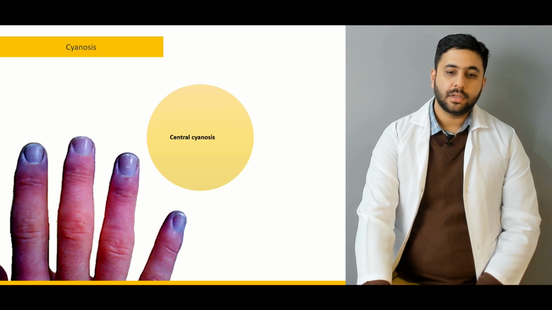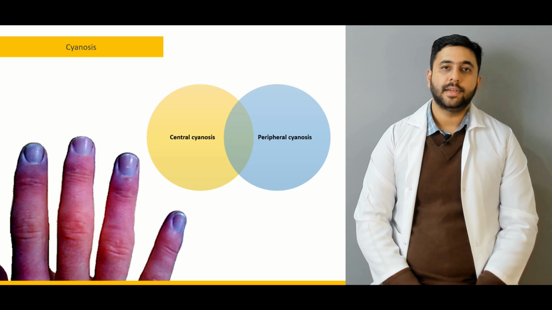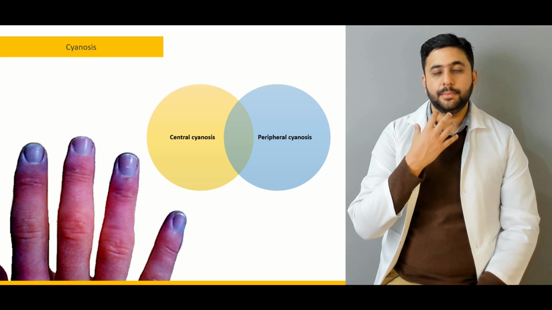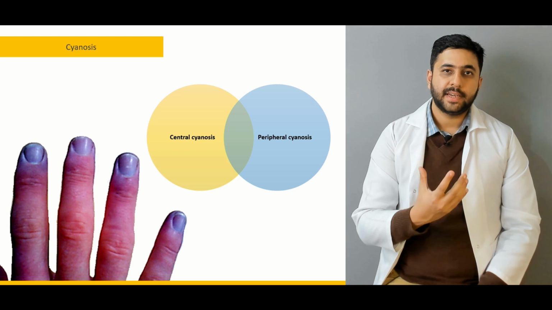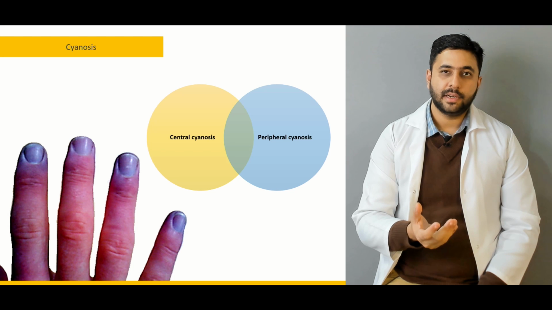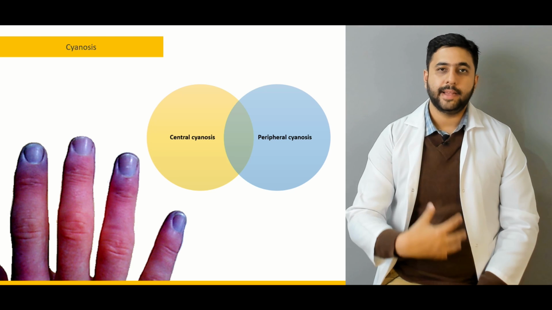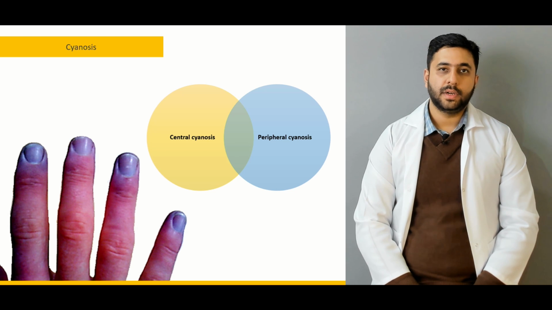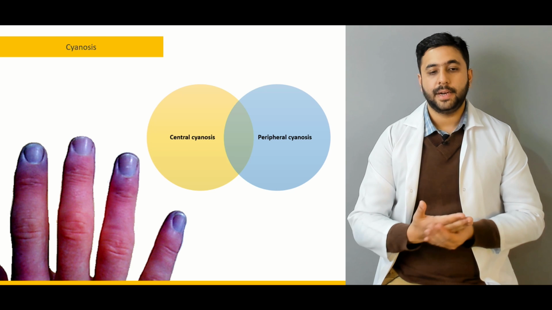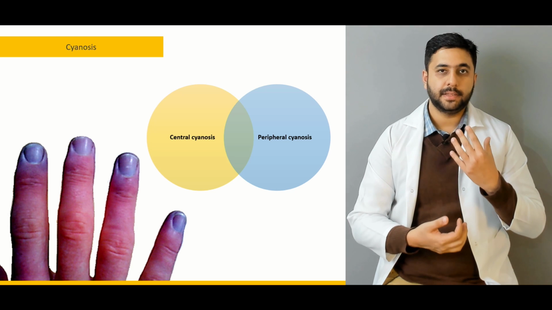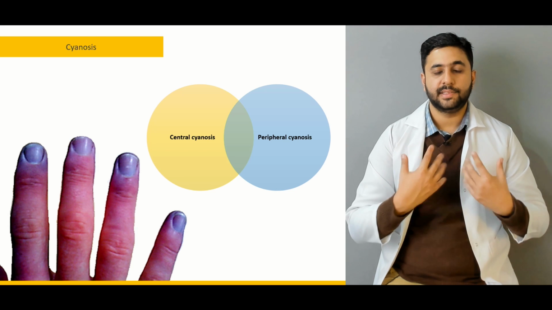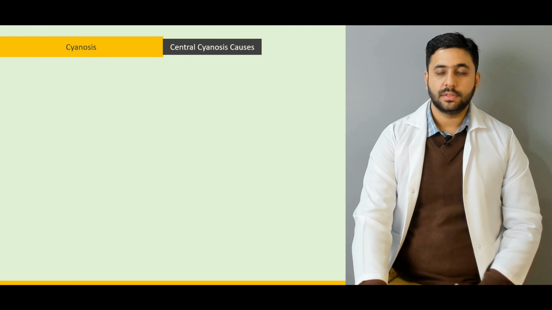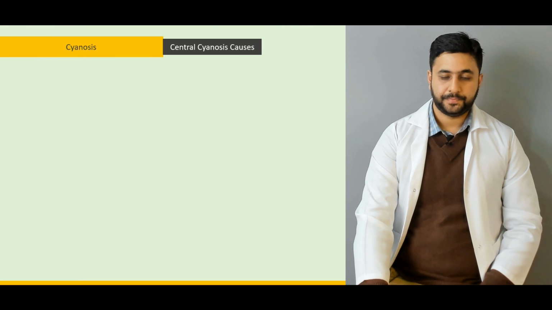It can either be a central cyanosis or a peripheral cyanosis. Central cyanosis is whenever there is a bluish discoloration at the level of the mucosa of the oral cavity, or there is generalized cyanosis of the skin. Peripheral cyanosis is when the cyanosis is limited to one part of the periphery. For example, it only develops in the digits and does not develop at the level of the oral cavity or the mucosa or the generalized skin. There are different causes for the central cyanosis and different causes for peripheral cyanosis.